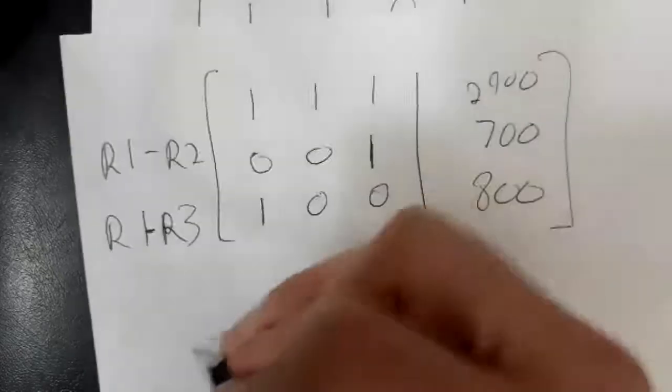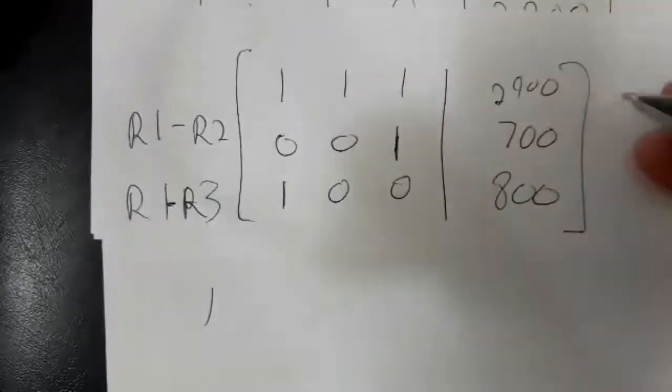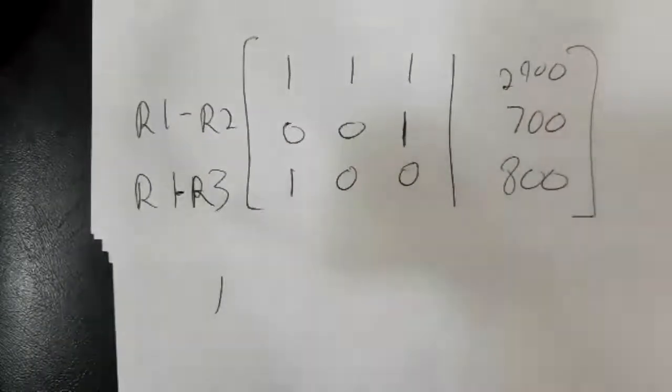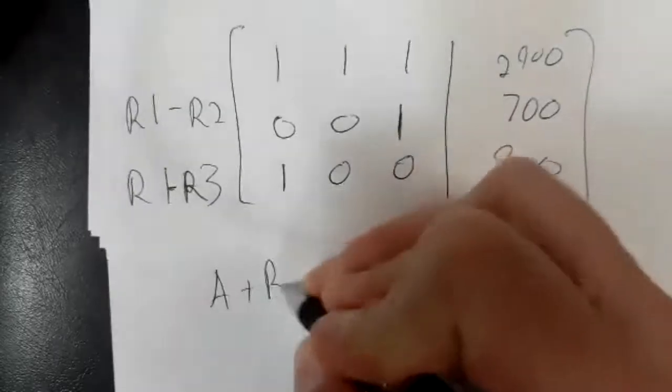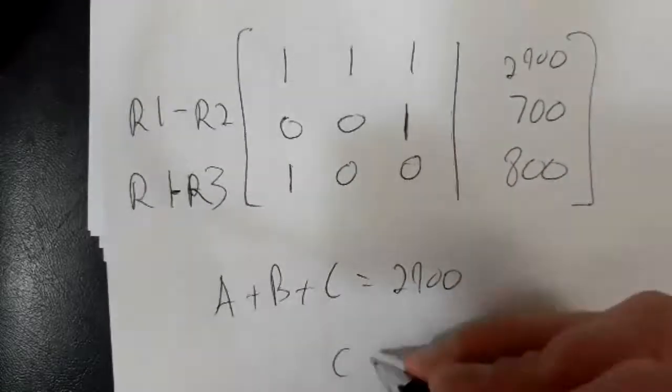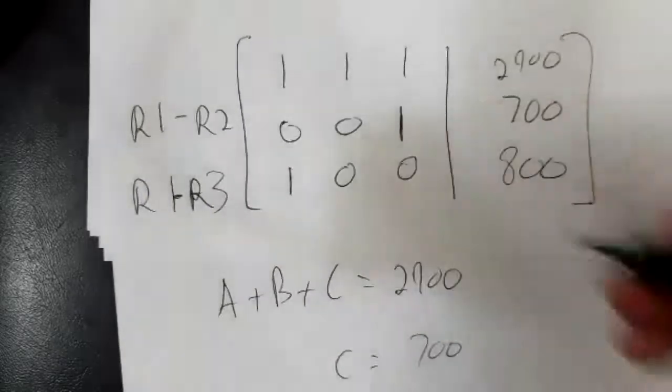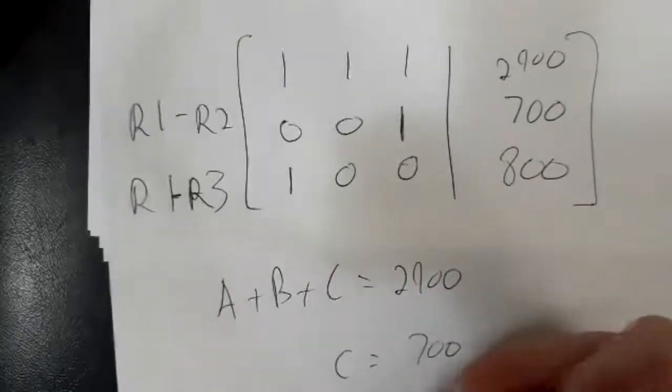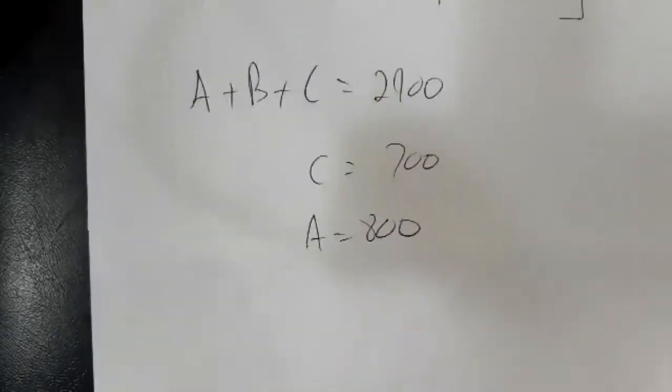And if I have this matrix, I can go back and write the equation. So 1, 1, 1 looks like A plus B plus C is equal to 2900. This thing looks like we already got it solved for. This is C is 700. This is A is 800. And so I already have 2 of them solved. I just need to solve for which one? B.